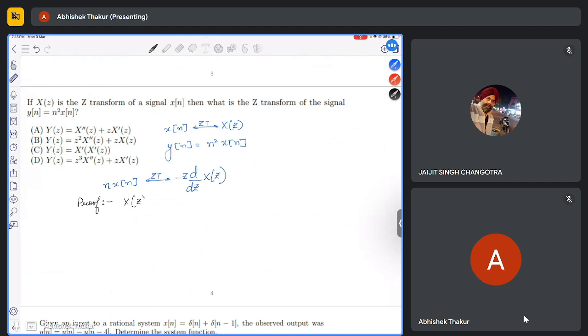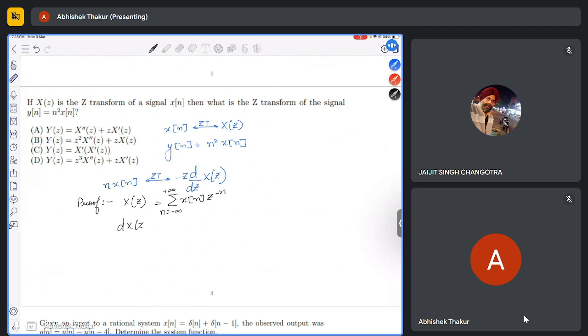So X(z), that is the z transform of x[n], can be written as the summation of x[n] z to the power of minus n, and here the value of n is from minus infinity to plus infinity. Now let's differentiate with respect to z on both sides, because here you can see z is there, a differentiation of X(z) with respect to z.